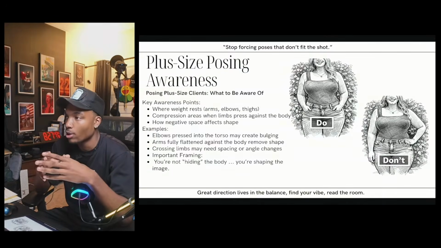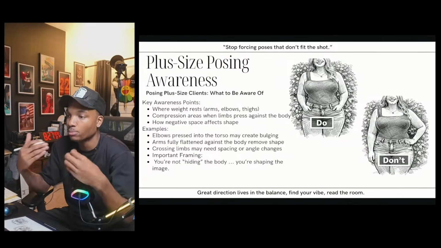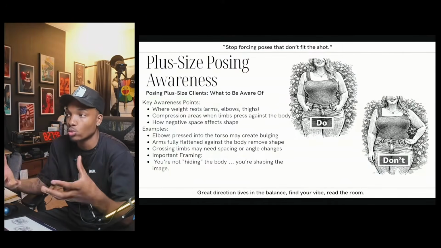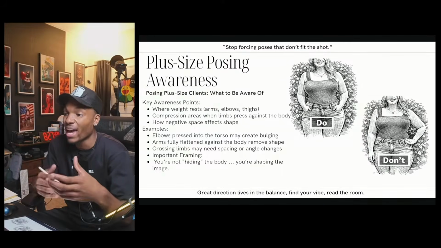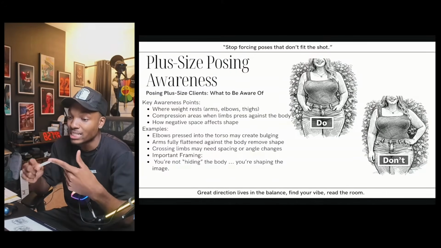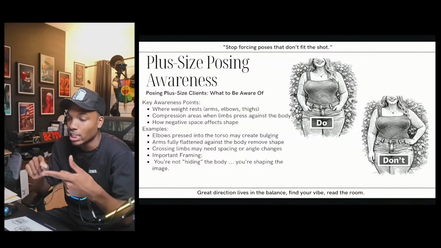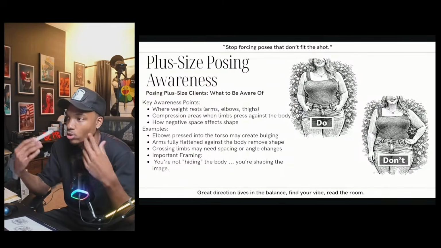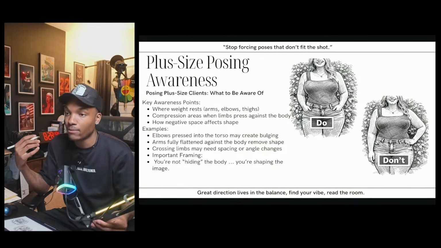Some key awareness points: you need to see where the weight rests for them, because being plus size, they have more weight on their body, of course. So they have more to pose, and more that you have to look out for to help them look good, or that may look bad and that you need to adjust to make look better. So see where the weight rests. The main places are in their arms, their elbows, or their thighs. These are where the majority of the weight will rest. So these are your key points to latch onto, to look at and see where adjustments need to be made with these different body types.